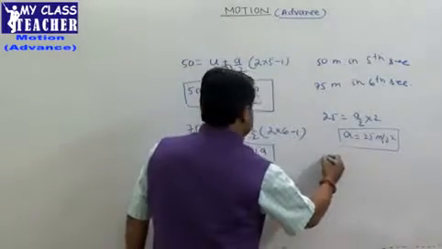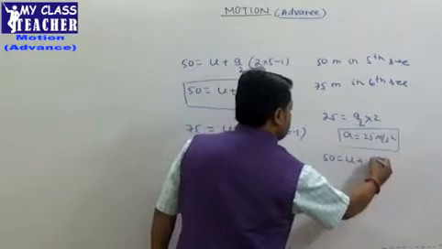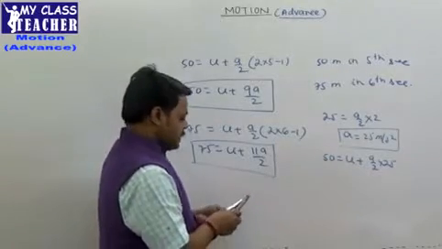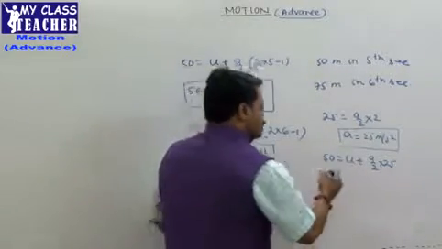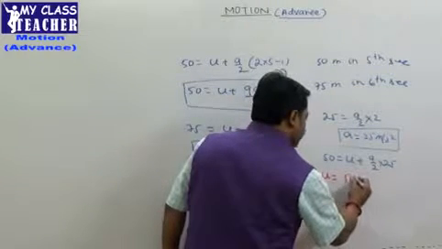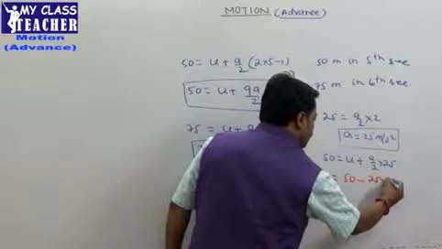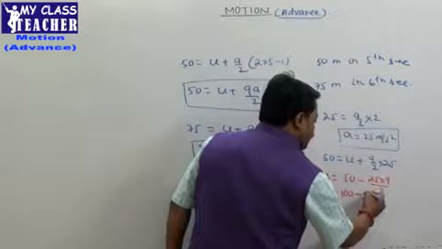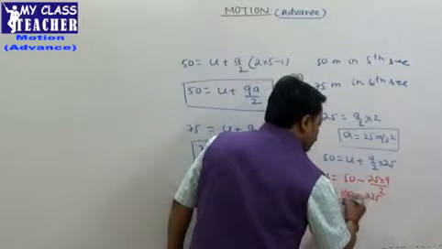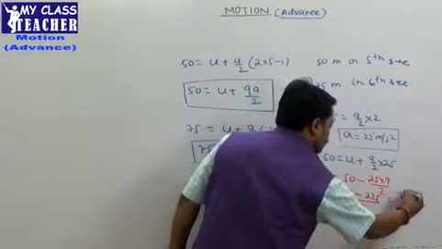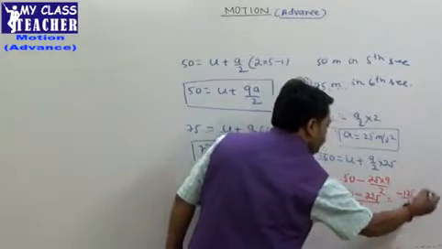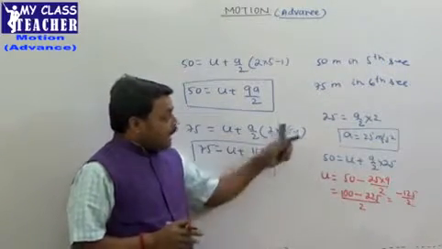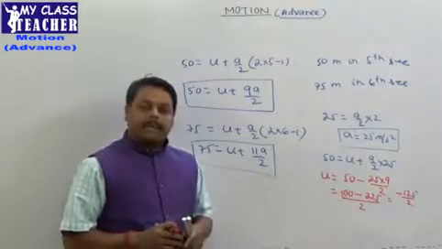So we will put the value here: 50 is equal to u plus 9 by 2 into 25. This is 9 by 2 into 25, and the displacement is 50 meter. So simplifying this, initial velocity u is equal to 50 minus 25 into 9 divided by 2. So this is equal to 100 minus 25 into 9, which is 225, divided by 2. So this is equal to minus 125 divided by 2. This means initial velocity is negative, that is minus 125 divided by 2. Acceleration is positive, that is 25 meter per second square.